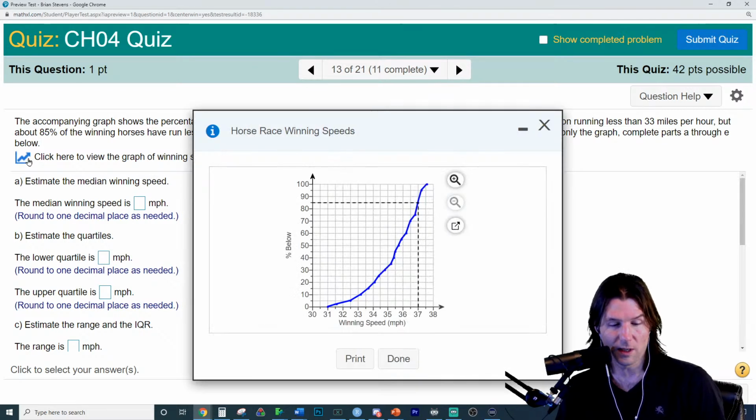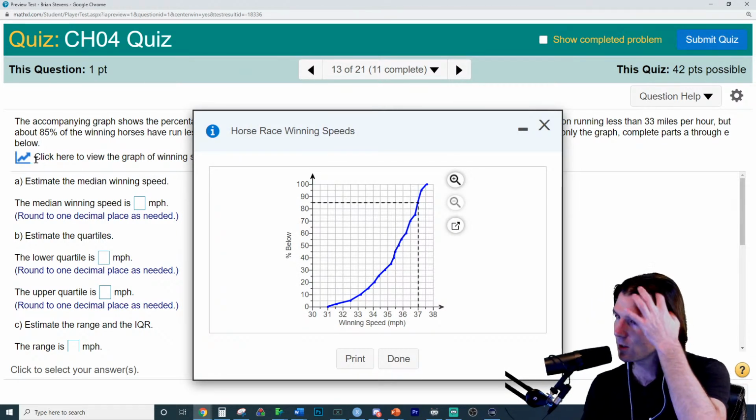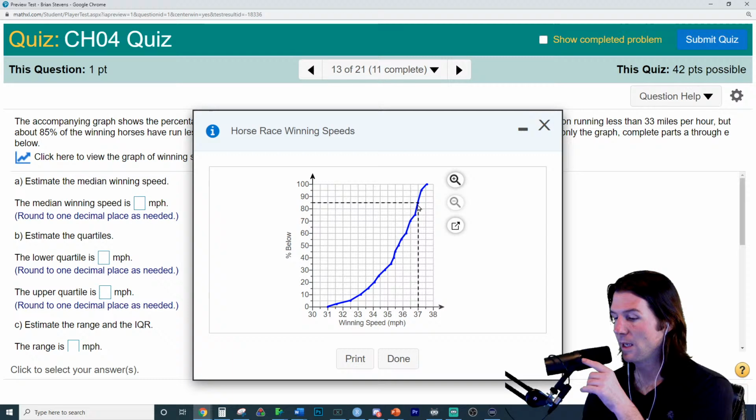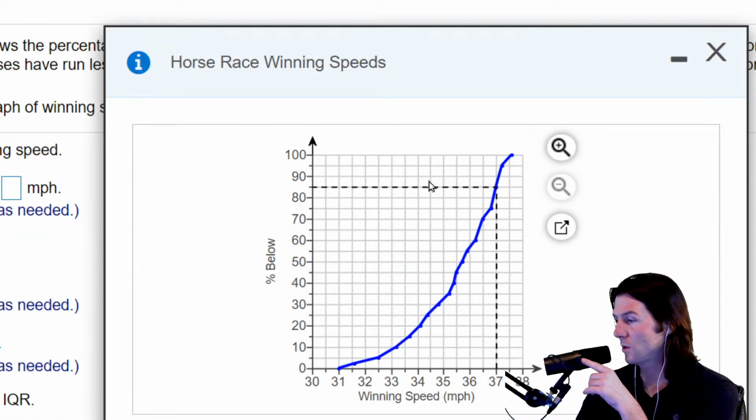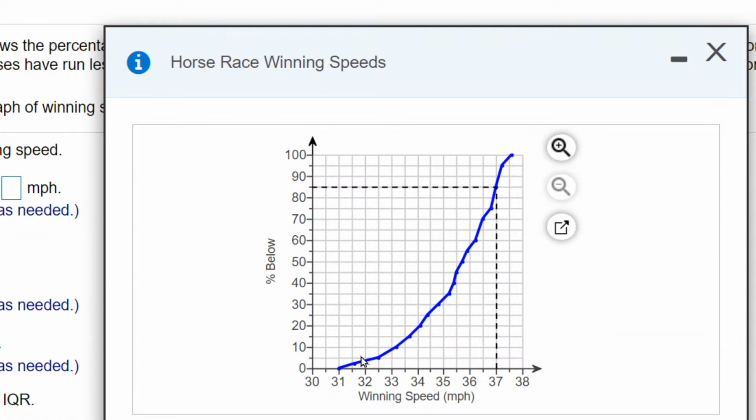This one's a tough one. This one right here is an interesting graphic to read, and let's zoom in on it. With this graphic right here, you're welcome, Claire. What I want you to notice is that we have the winning speeds right here. So here's a winning speed, here's a winning speed, and so on, all of these. And this point right here represents the 85th percentile, which was 37 miles per hour.